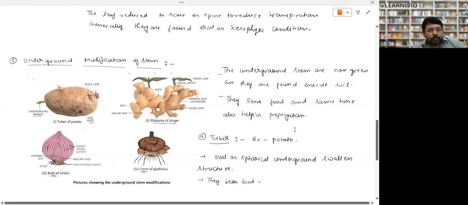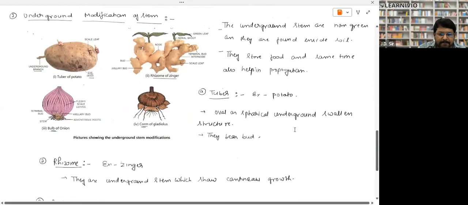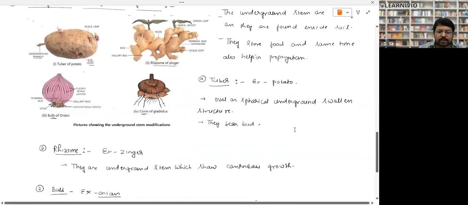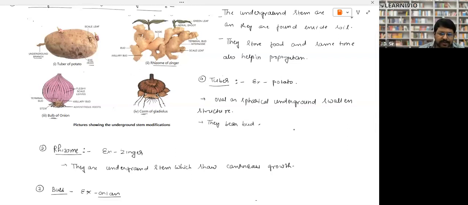So first come to the tuber like potato. Example potato. Oval spherical underground swollen structure. They bear the bud, right? And they are meant for storage of food. So they have dual function: propagation and storage of food, because new potato arise from these tubers.